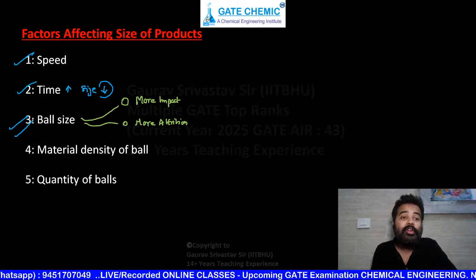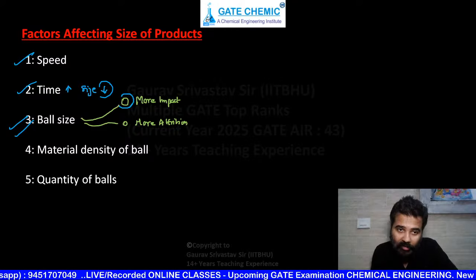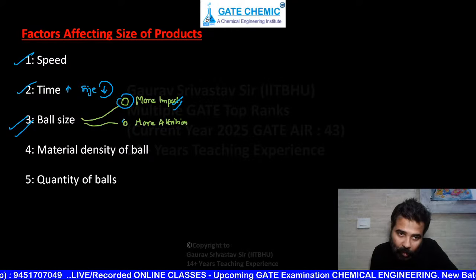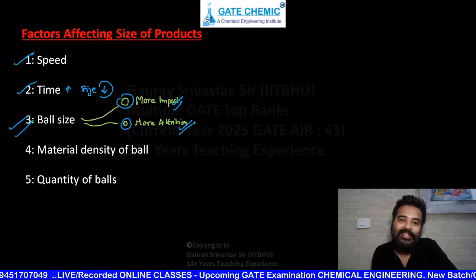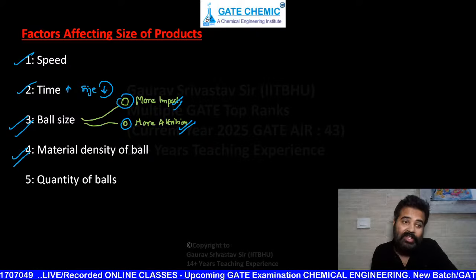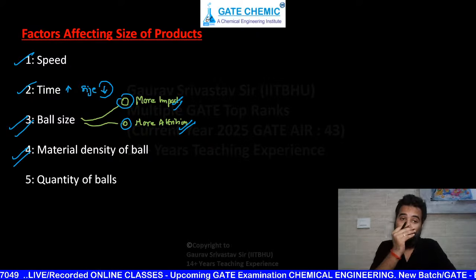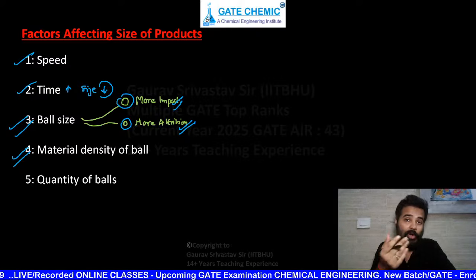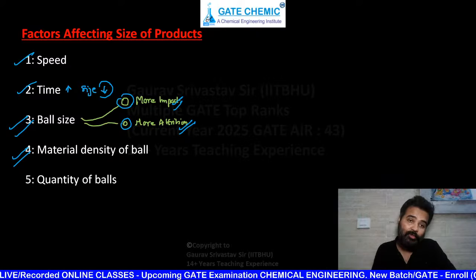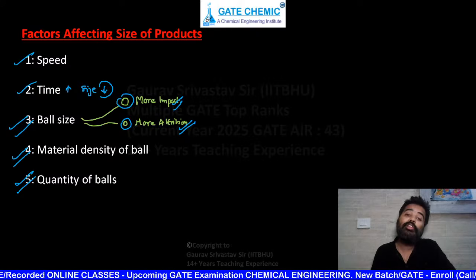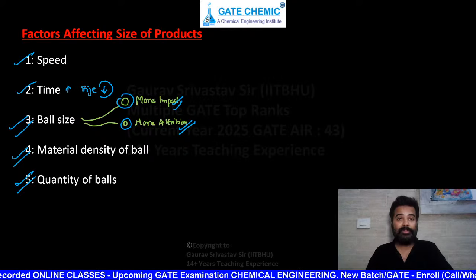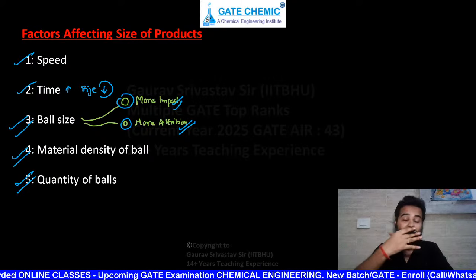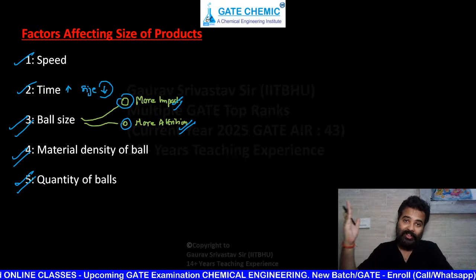How big a ball are you using? See, a bigger ball will give you more impact. A smaller ball will give you more attrition. What is the density of the material, the ball density? It is rubber, it is steel. Which type of ball you are using is also going to affect the size of the product. How much quantity of balls? 20%, 30%, 40%, 50%. It is also going to affect the size of the product for that respective time.